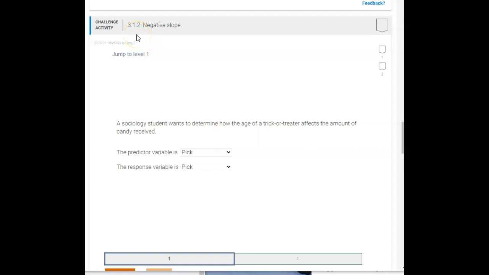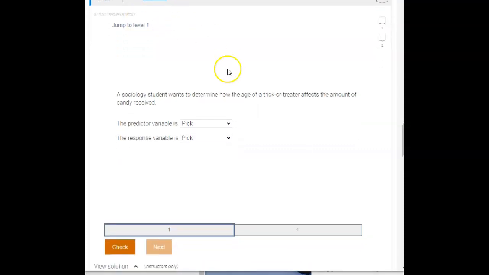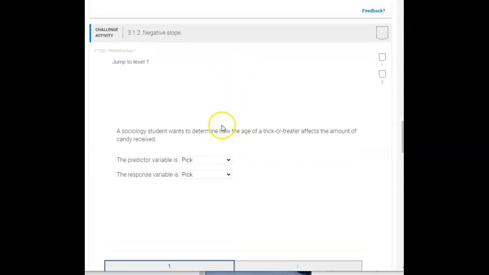Let's look at another one here, this one with a negative relationship. As one variable goes up, the other one goes down. That's what we mean by negative relationship. So what is responding here, what is being affected, is the amount of candy that is received. And what can help us predict the amount of candy received is the age of a child. So as they get older, the amount of candy they receive goes down when they go trick-or-treating.